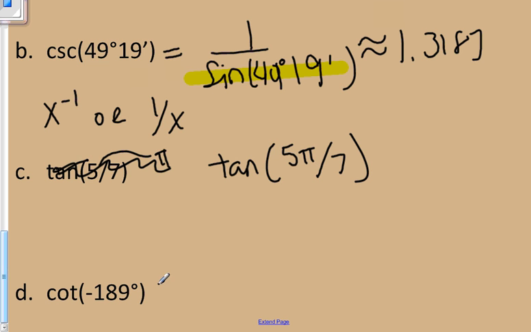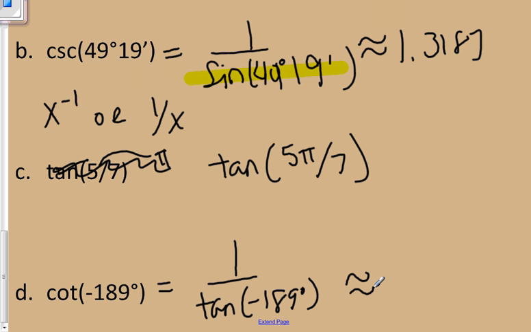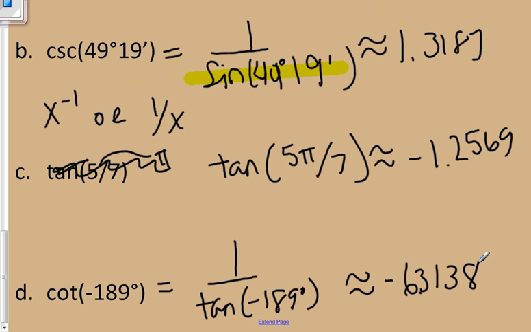Cotangent, because it's the reciprocal function of the tangent, it's going to be 1 over the tangent of negative 189 degrees. And you put that in your calculator and you get those answers. These are the answers I got for these 2. Negative, because we're in quadrant number 2, 1.2569, and this is negative 6.3138, and that's because we are going negative, so that puts us in quadrant number 2.